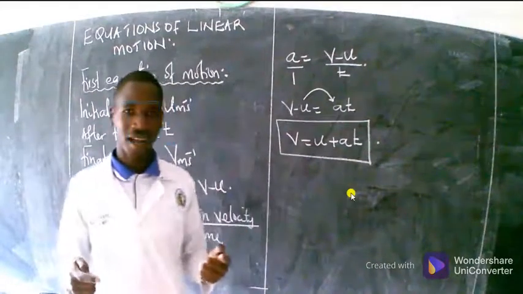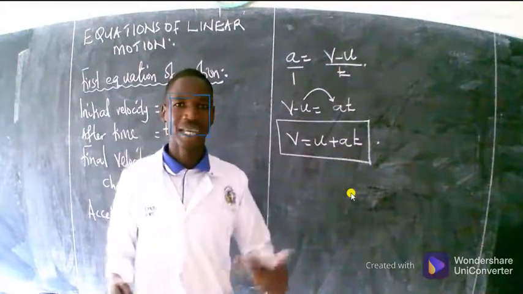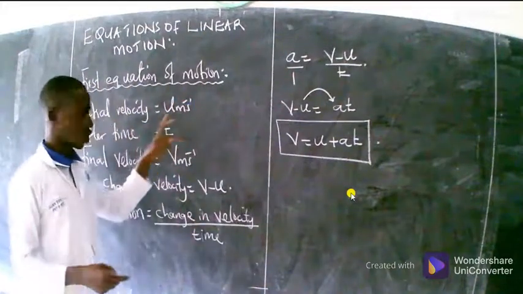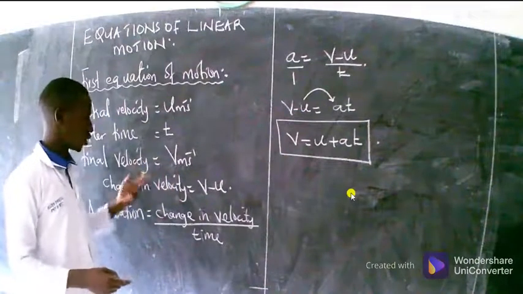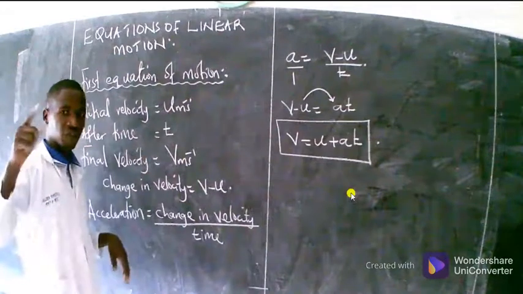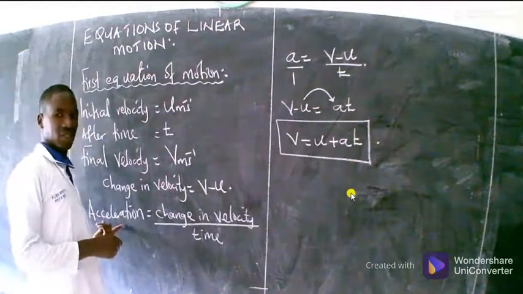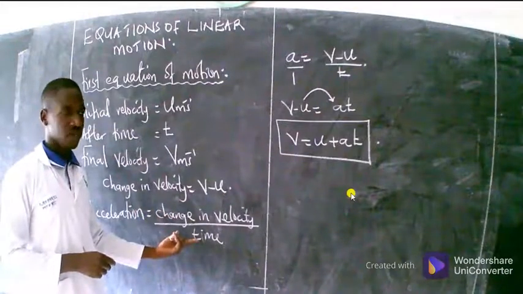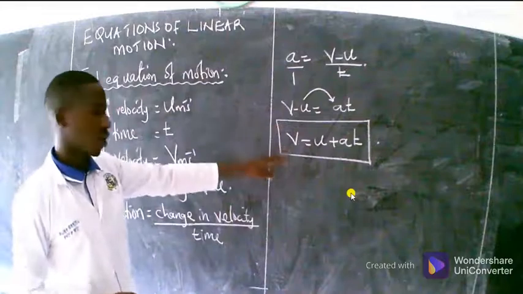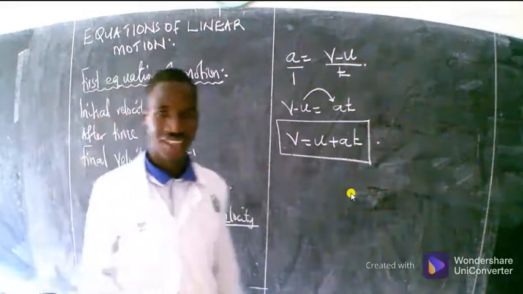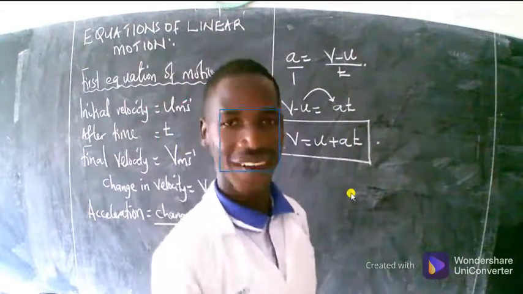For us to enjoy linear motion very well, we need to know the first equation of motion, not just how to state it, but where it comes from. If you consider a body starting with initial velocity u and moving for time t, and the velocity changes to v, then the change in velocity is v minus u. But from the definition of acceleration which you saw in the previous lesson, acceleration is the rate of change of velocity. So acceleration equals change in velocity divided by time. Change in velocity is v minus u over t, then making v the subject of the formula, you come up with v equals u plus a t. That is the first equation of motion. Hope you've got it well. Okay?